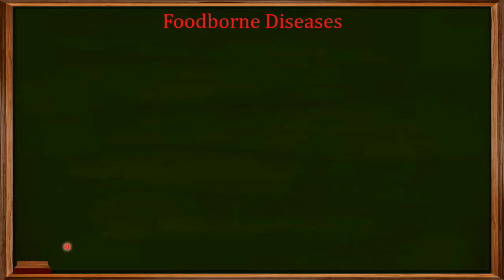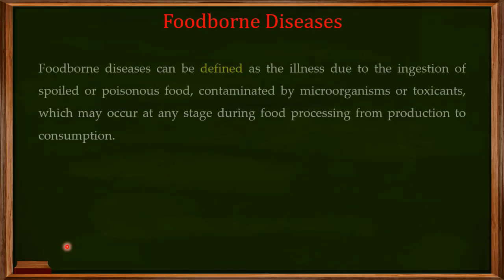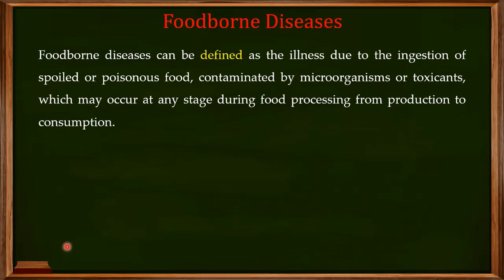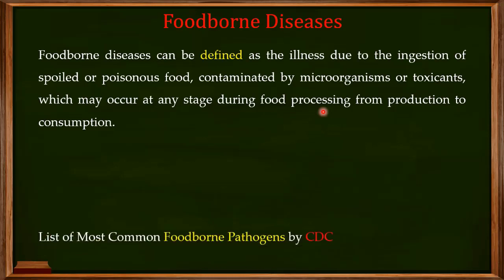Then I would focus on the foodborne diseases. If you define these foodborne diseases, they are actually illnesses that are caused by the ingestion of spoiled or poisonous food contaminated by microorganisms or toxicants. And these microorganisms or toxicants may enter the food during food processing, from production to consumption. So we'll start by defining the foodborne diseases.